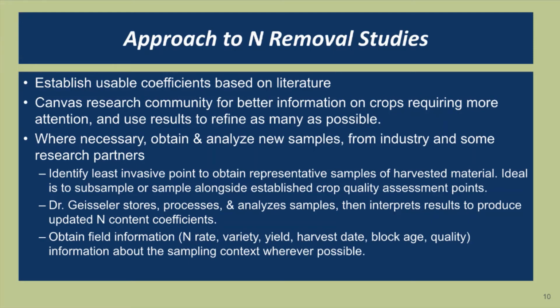Dr. Geisler then stores, processes, and analyzes the samples. Then he interprets the results to produce updated N content coefficients. We obtain yield information, or various field information: the N rate, the variety, the yield, the harvest date, age of the perennial crops, the quality of the crop, to provide context about the samples so that the interpretation can be a little richer and more informed.